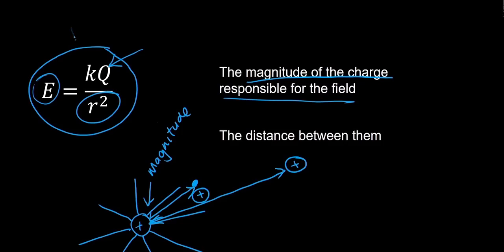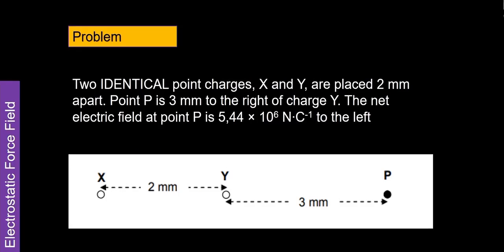Obviously, K from Coulomb's law is Coulomb's constant, which is 9 times 10 to the 9. So you'll get that from your data sheet. Let's dive into a problem, because that's really testing our theory. We've done a lot of theory now. Let's see if we can answer these questions.